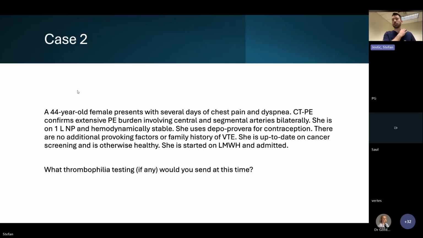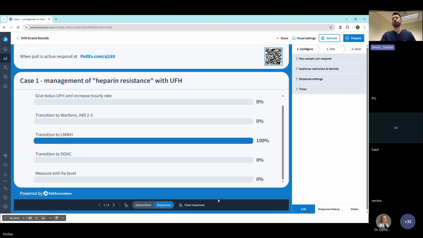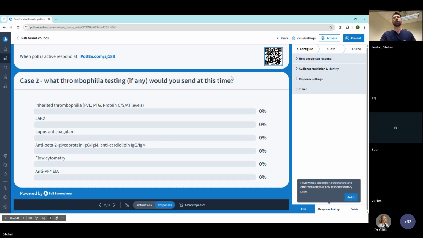She was started on low molecular weight heparin and admitted to hospital. So what thrombophilia testing, if any, would you send at this time? Just get the poll started. And again, you can select more than one.